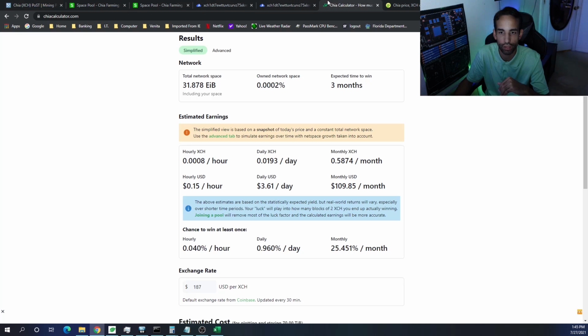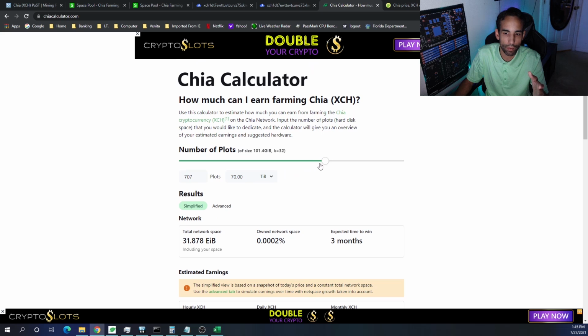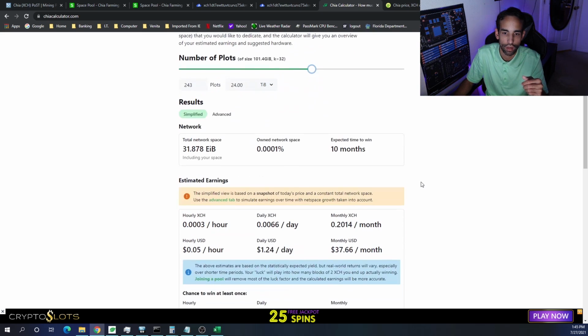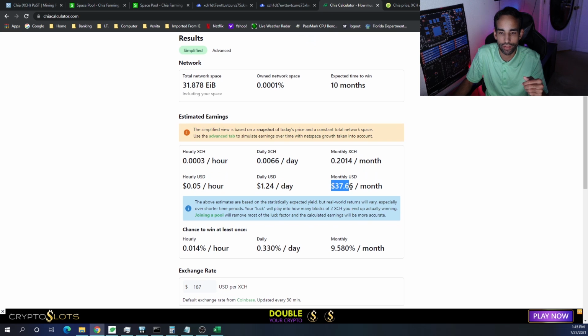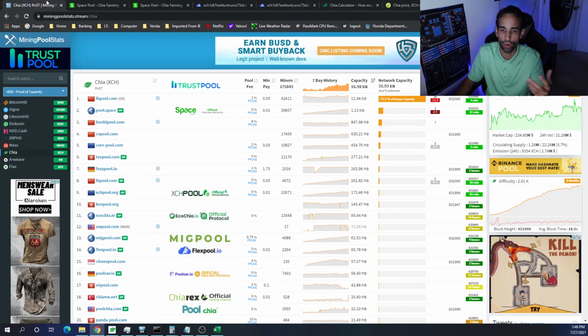If you use the Chia calculator, that would give you some information, but it's not exactly accurate. If we say 24 terabytes of storage right now, it's really making it way higher than I'm telling you. I don't trust the calculators. They're not always right, and they don't take into account variance, luck, network hash rate, whether or not you're passing the plot filters, what your percentage for signage points is, all that stuff.